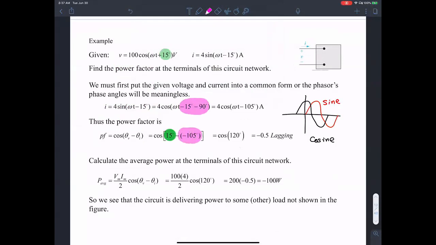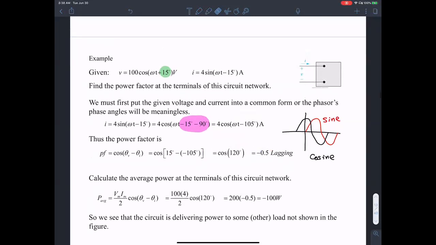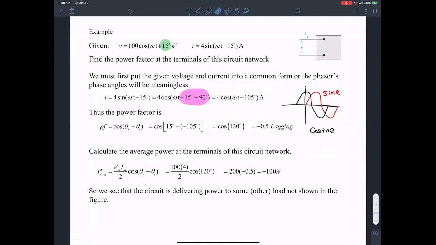That's this guy. Okay, so I have a cosine of 120 degrees. Be careful not to forget the additional negative sign, theta v minus theta I. Theta I is negative 105, and you plug that in here. Theta v is 15. Theta v minus theta I gives you cosine of 120, which is negative 0.5. Cosine of 120 degrees is negative 0.5, and then the current is lagging.